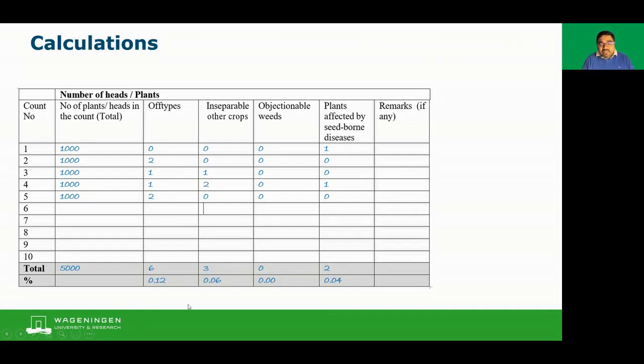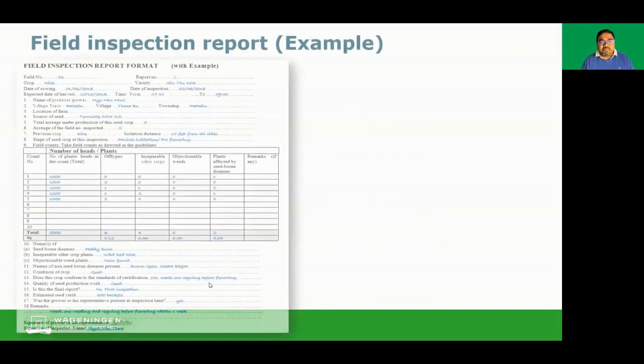Ultimately, we do this calculation and find out the percentage. You can see that there are 0.012% off-types. There are also inseparable other crops, which are crops whose seeds are of similar shape and size so that you cannot separate them, just like mustard and argemone, or wild oats and wheat. They look similar and are very difficult to separate by mechanical means. So this is how the calculations are done.